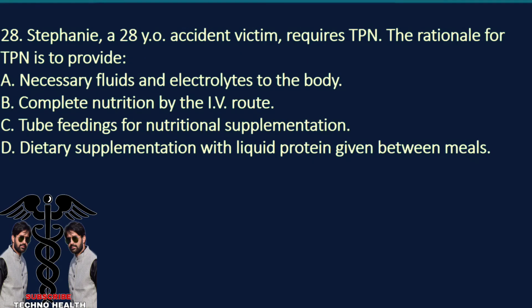Question 28. Stephanie, a 28-year-old accident victim, requires TPN. The rationale for TPN is to provide A. Necessary fluids and electrolytes to the body. B. Complete nutrition by the IV route. C. Tube feedings for nutritional supplementation. D. Dietary supplementation with liquid protein given between meals.